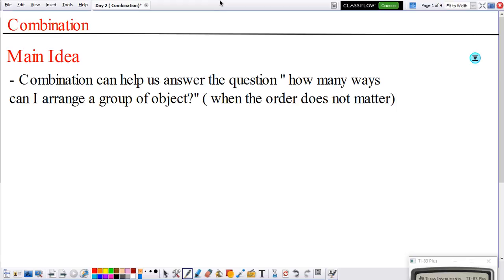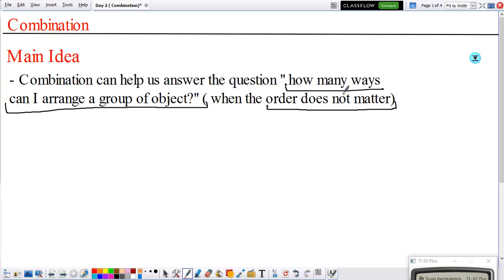Today, we will talk about combinations. Now, the main idea here is that we are going to use combinations because combinations can help us answer the question: in how many ways can we arrange a group of objects? Now, when we talk about combinations, yes, we're going to start thinking about arrangement in a group, but when it comes to combinations here, the order is not going to matter.